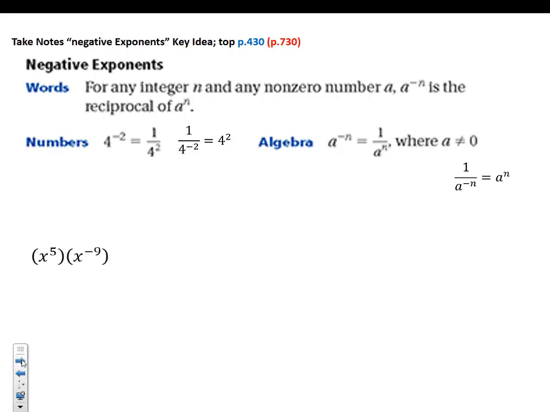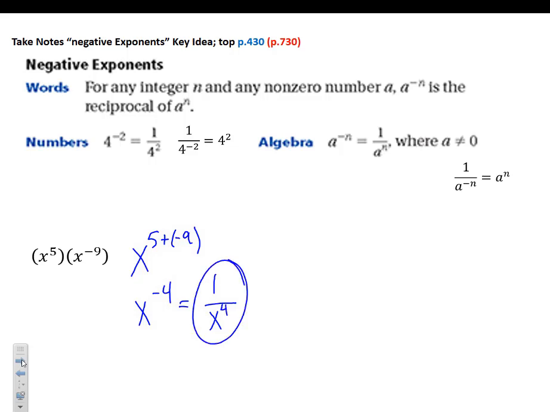So, ladies and gentlemen, let's take a look. X to the 5th times x to the negative 9th. Once again, we're multiplying with a common base. So we would have x to the 5 plus a negative 9. That would give us x to the negative 4th, which we now learned. We take the reciprocal and make it positive. 1 over x, make that exponent positive. 1 over x to the 4th.